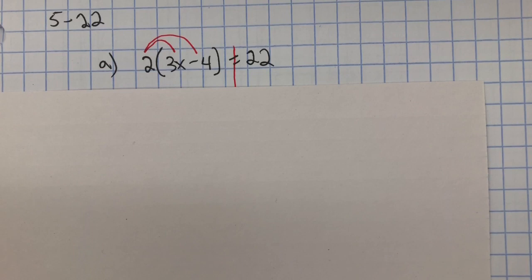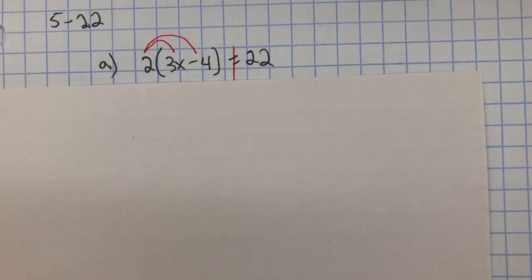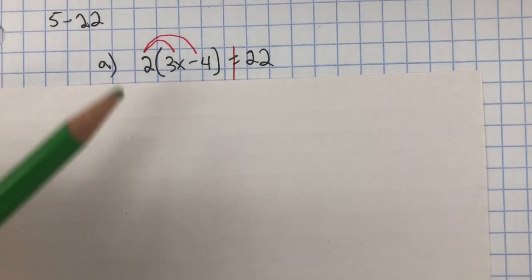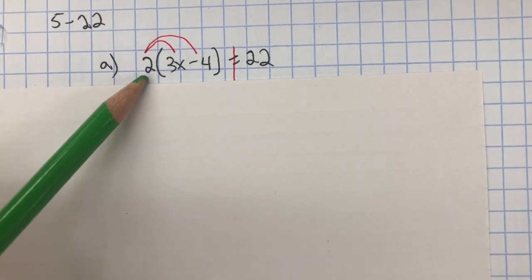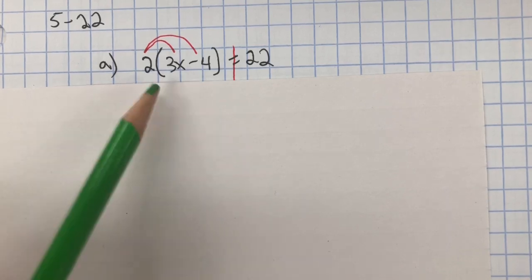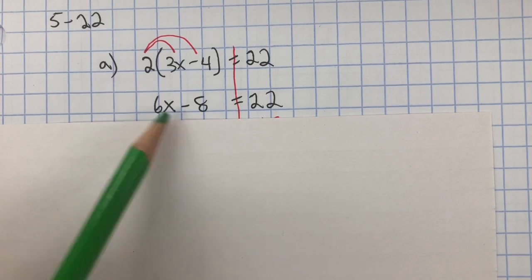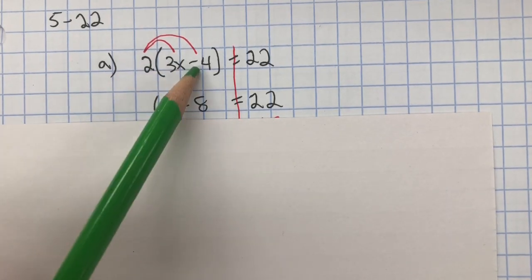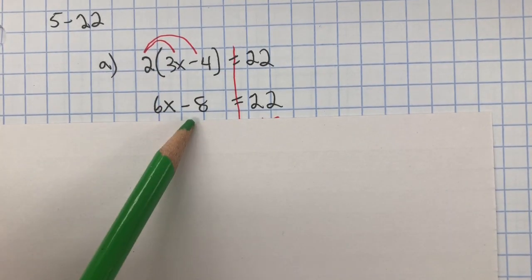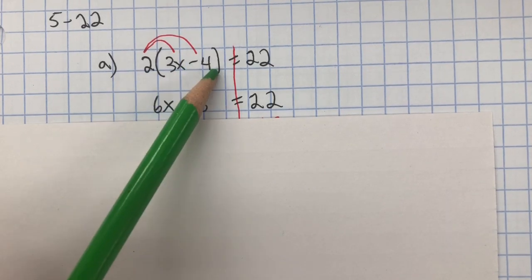For problem 522, you need to solve each of the equations. In problem A, you need to first distribute the 2. 2 multiplied by 3x is 6x. 2 multiplied by -4 is -8. And remember, the sign goes with the term.